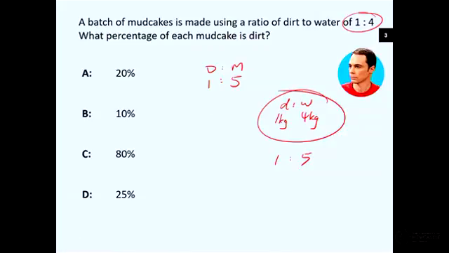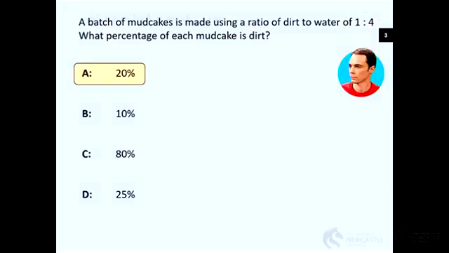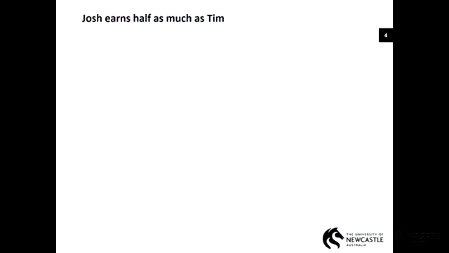And 1 to 5 is a fifth, that's 20%. The calculator will do that for us. Okay, so I went straight to a trap one there, but there's plenty of other examples coming, other ways that we'll see it in words. Josh earns half as much as Tim. We've got a few more word questions. I won't say word problems because that makes you think they're traps, but word questions.